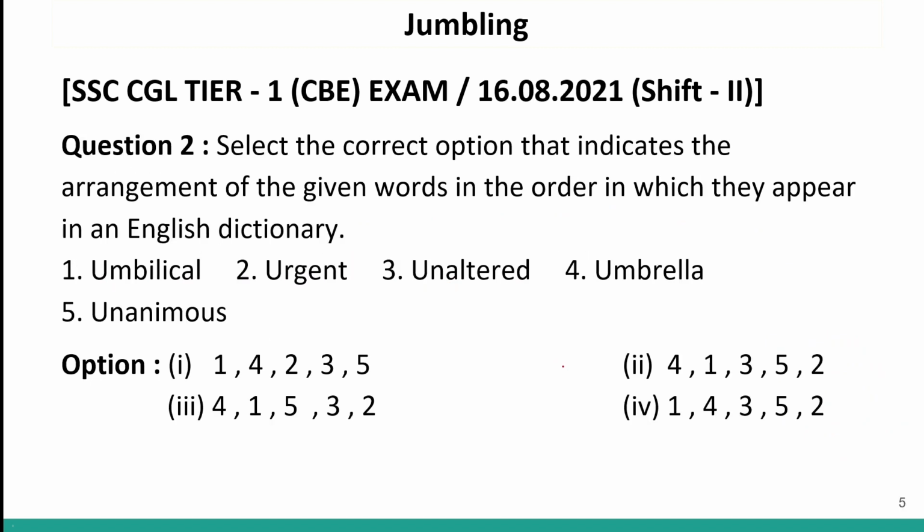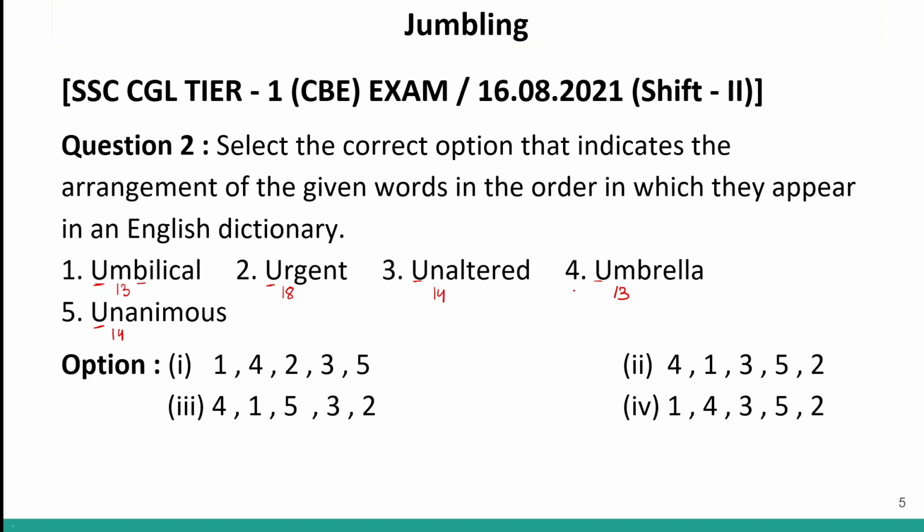Now, next question. Same type of question. So 5 words are given to us and we have to arrange them in English dictionary order. So I can see the first word is similar. Now we'll move on to the second word. We have M, which is at which position? 13. R is at 18th position. N is at 14th position. M is at 13th position. And N is again at 14th position. So the first two words will be either umbilical or umbrella.